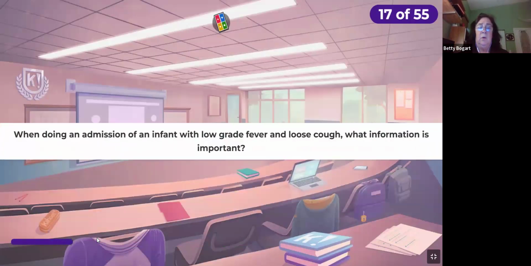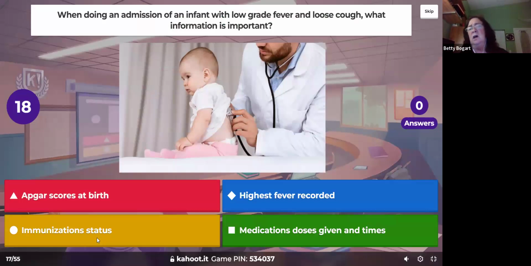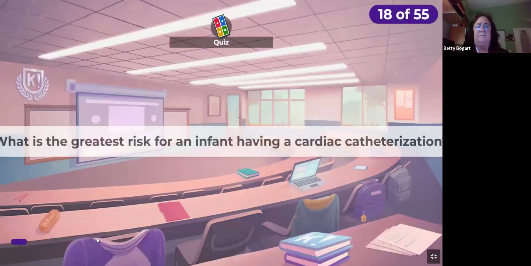A multi. When doing an admission on an infant with a low-grade fever and a loose cough, what information is important? You're doing your history, you're talking to the mom. What's some information you really need to know? Remember, I was talking about pertussis earlier, right? And with pertussis, one of the big things is you want to know immunization status. That's an absolute. Also, their fevers, and of course, any medications, Tylenol, Motrin, when they take it, so I can give it to them. Apgars, good job. They're really not as important at all.